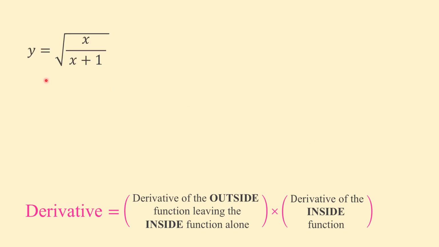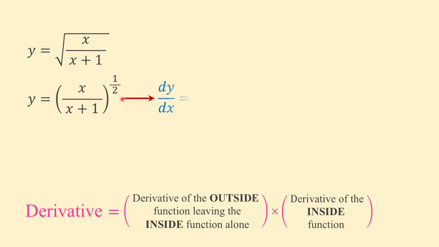Another example, y equals a square root of x over x plus 1. A square root is the outside function and x over x plus 1 is the inside function. But I rewrite this function in the power form. (x over x plus 1) to the 1 half. X over x plus 1 is the inside and to the 1 half is the outside function.